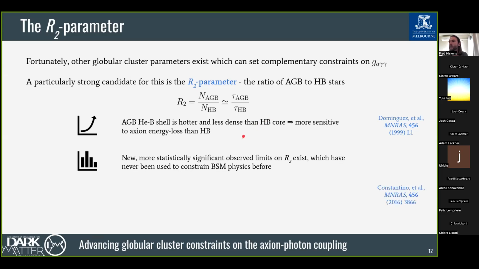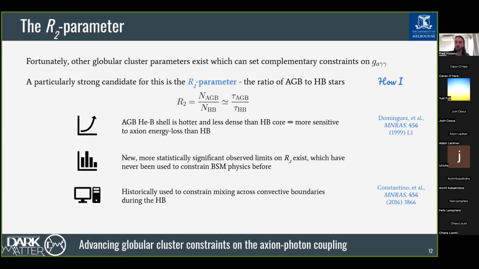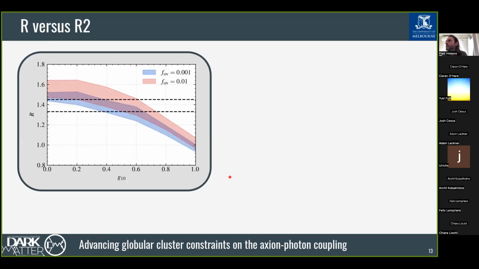On the flip side as well, new, more statistically significant observed limits on R2 exist, and these had never been used to constrain BSM physics before. These were actually developed by a group at Monash University. And also it's good to know that R2 has historically been used to constrain mixing across convective boundaries during the horizontal branch. So it seems like an ideal candidate for us. And so, yeah, we can have a look at this now in some simulations.